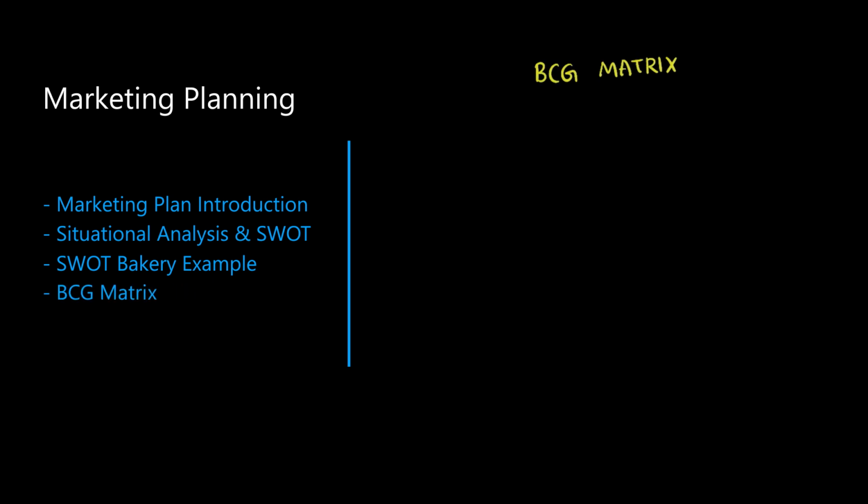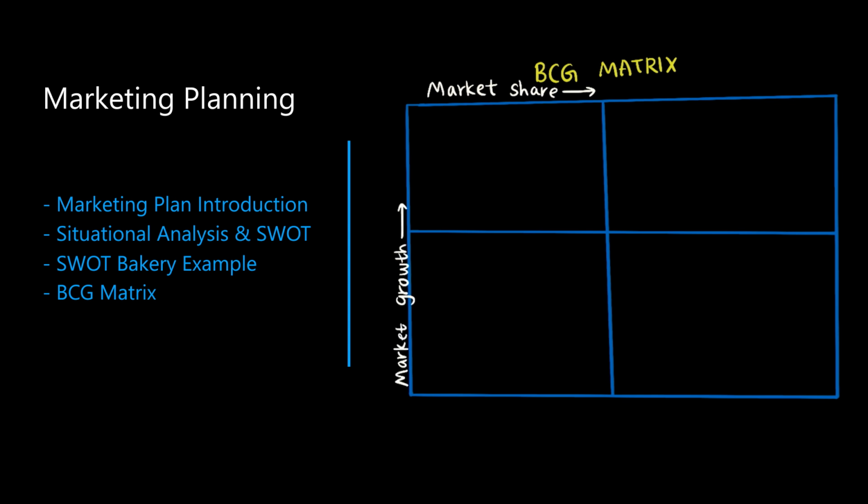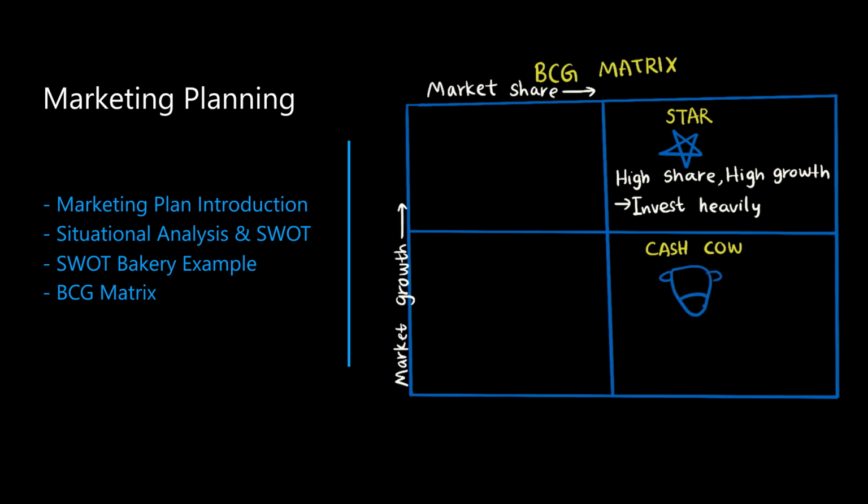The BCG matrix helps companies with multiple products allocate resources. Picture a graph with market share on one axis and market growth on the other. Stars have high share in high-growth markets. Invest heavily here. Cash cows have high share in low-growth markets. Milk these for profit to fund other ventures.